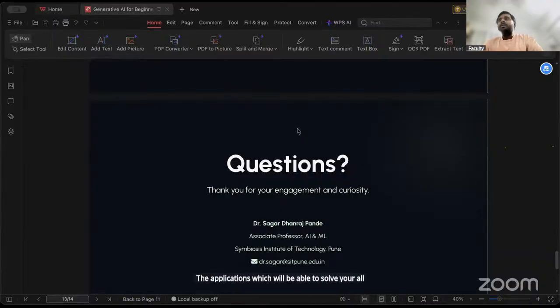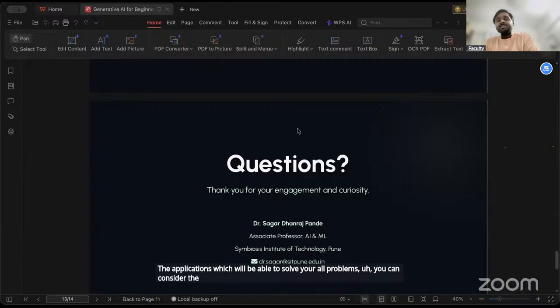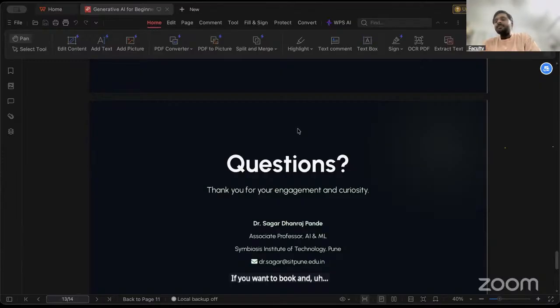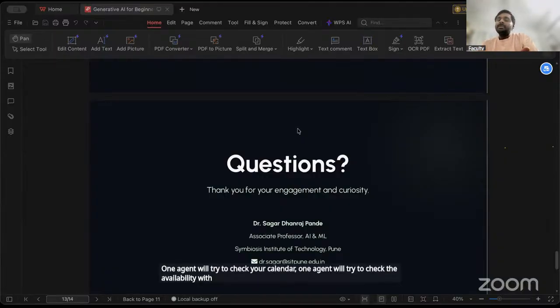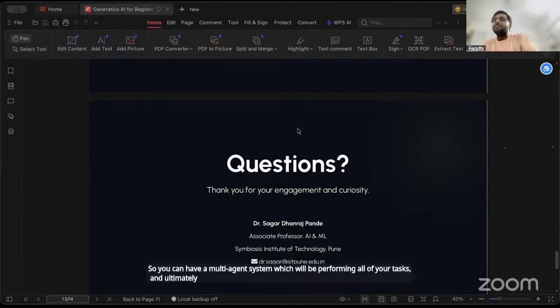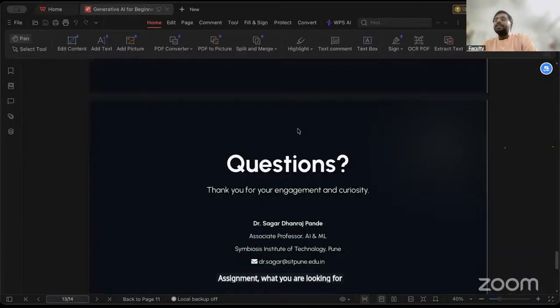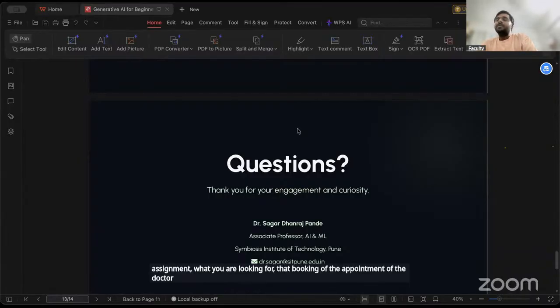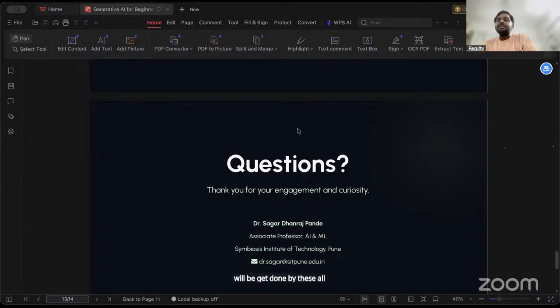You can consider the multi-agent system. If you want to book an appointment with the doctor, one agent will check your calendar, one agent will check the availability of the doctor, one agent will check your schedule. So you can have a multi-agent system which will perform all of your tasks, and ultimately that particular assignment you were looking for, the booking of the doctor's appointment, will get done by all these agents. That's your AGI which is there in the market.